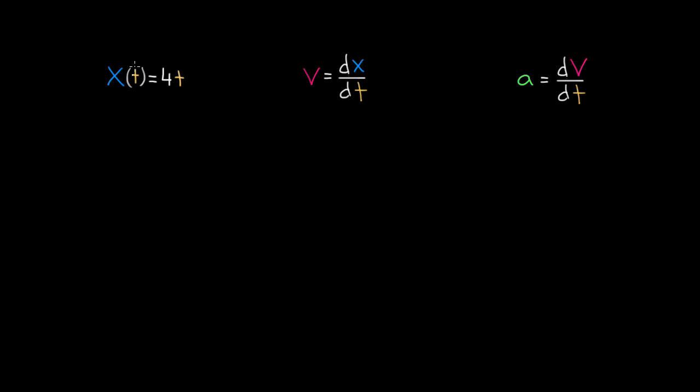So let's say you had a position as a function of time. Let's say it was 4 times t. So let's say this was a squirrel, and this means its position at t equals 0 would be 0, and its position at t equals 1 would be 4, and its position at t equals 2 seconds would be 8 meters, and so on. And you wanted to know what's the velocity as a function of time for this squirrel? Well, you can just take a derivative.